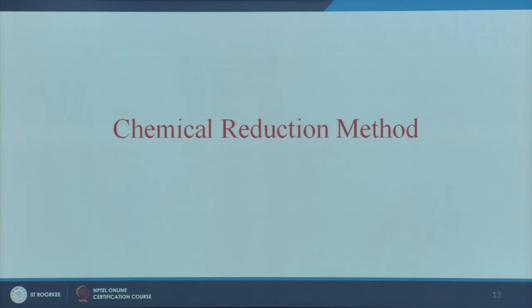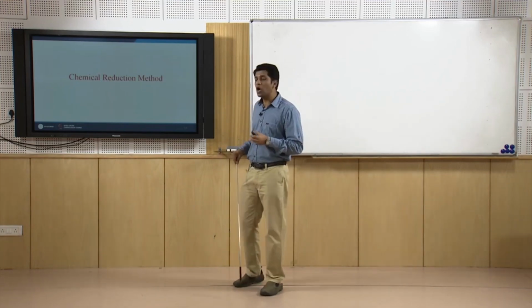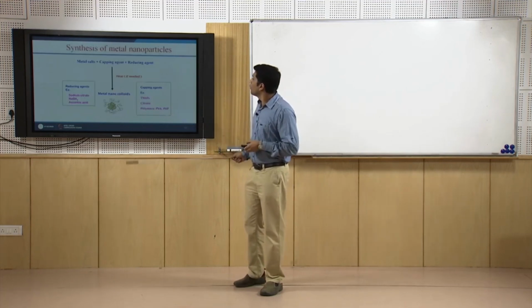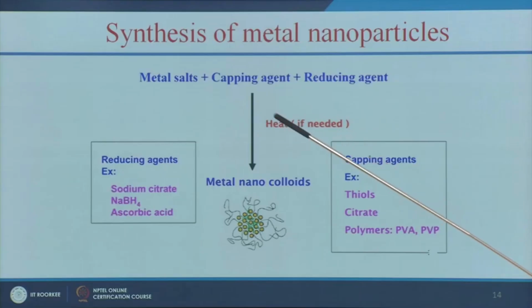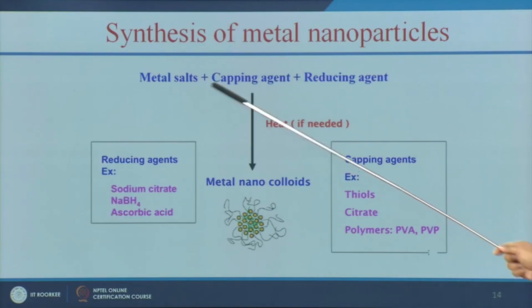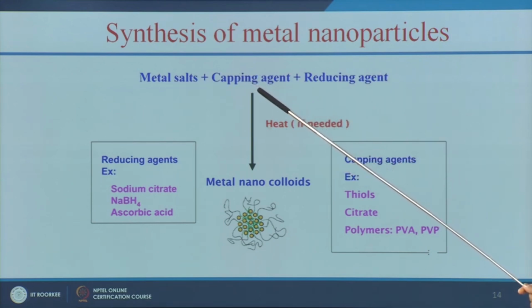So, you understood how we can make nanoparticles by physical methods using mechanical milling as well as laser ablation. So, now we will see how we can make nanoparticles by chemical method. For synthesizing nanoparticle by chemical method, we need three important components. First one is metal salt, and second one is reducing agent, and third one is capping agent.